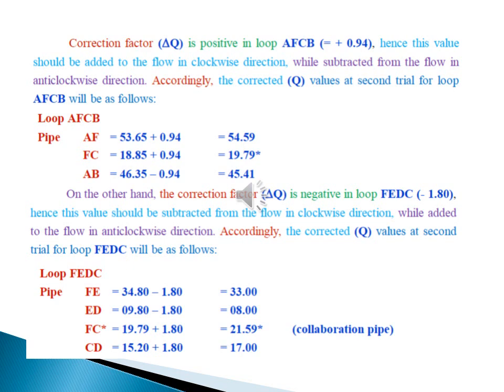While, on the other hand, the correction vector delta Q is negative in loop FEDC. Hence, this value should be subtracted from the flow in the clockwise direction, while added to the flow in the anti-clockwise direction. Accordingly, the corrected Q values at the second trial for loop FEDC will be concluded as shown in front of you.